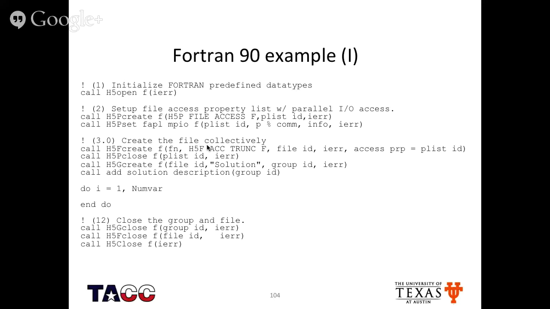Okay, so here's the real code that shows the example. Step 1, I open the file. Step 2, I'm going to create this parallel property, which is setting this plist ID, and again, the underscores have been ripped out. Then I open the file, and then I create the group. You create this H5P, which creates a property list. You open the file, then you close the property list, and then you create a group.